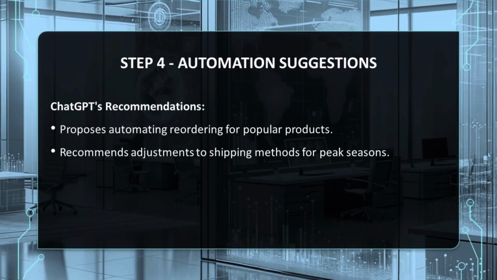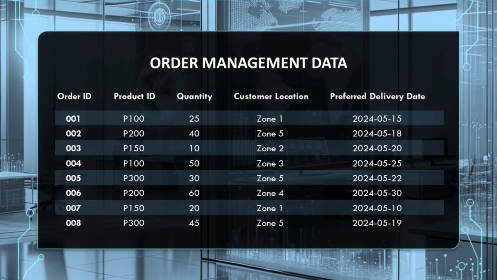Step 4 entails automation suggestions. ChatGPT proposes automating the reordering process for popular products that frequently run low. Additionally, it recommends adjustments to shipping methods during peak seasons to ensure timely delivery. Let's now illustrate this practically through an example.